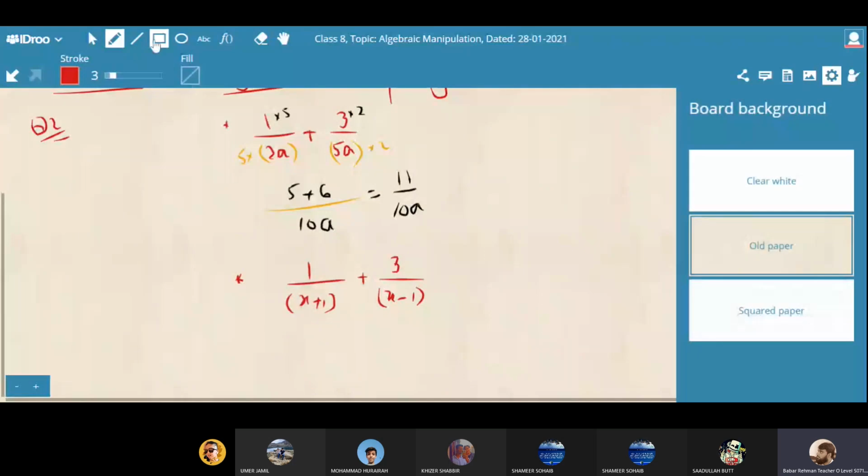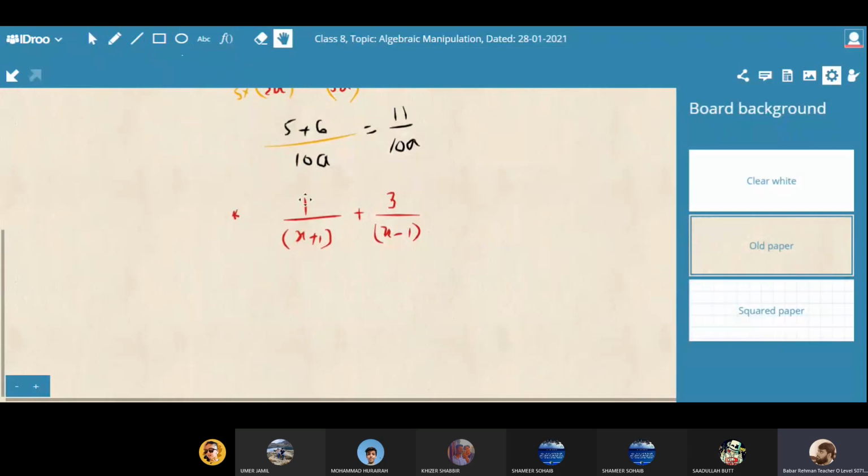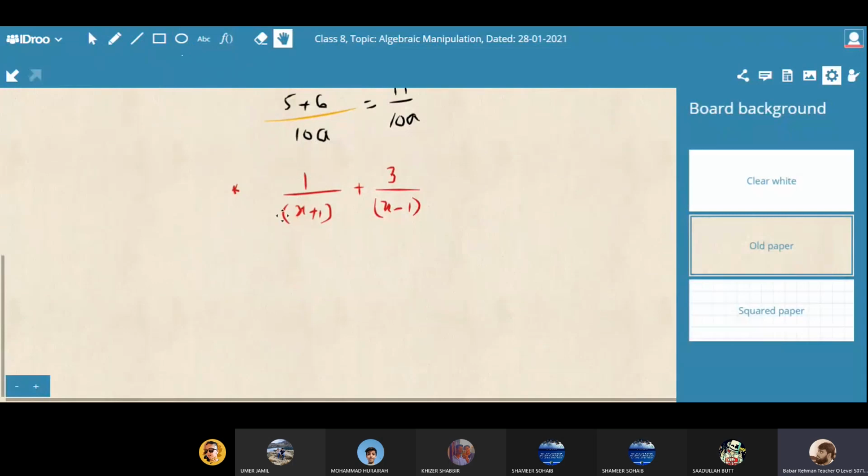So students, we have to make the same denominator. The main thing is to keep in your mind a logical, creative, innovative mind. Develop your thinking. How can we make the same denominator? We can make the same denominator by multiplying this denominator by x minus 1, because they are different, and this bracket will be multiplied by x plus 1. Now the denominators are the same.